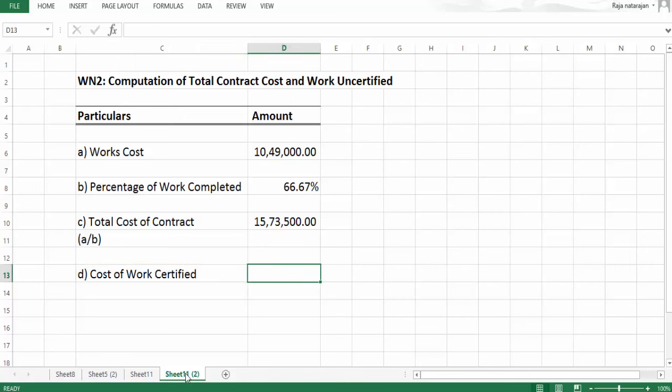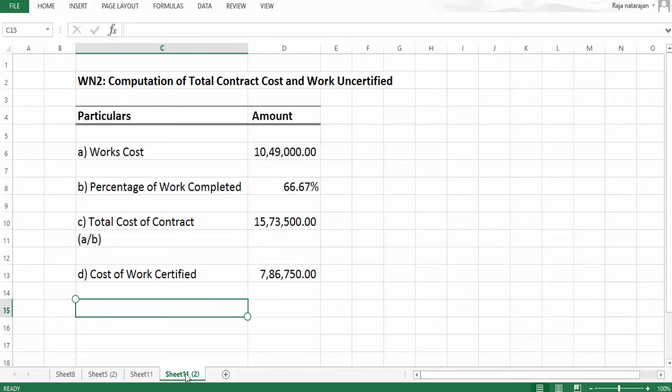And that's simple. It is 15,73,500 multiplied by 50%. It means when he certified for 10 lakhs, its cost is 7,86,750. But we know 2/3 of the work has been completed, which is 10,49,000. Out of 10,49,000, architect has certified only 7,86,750 only.